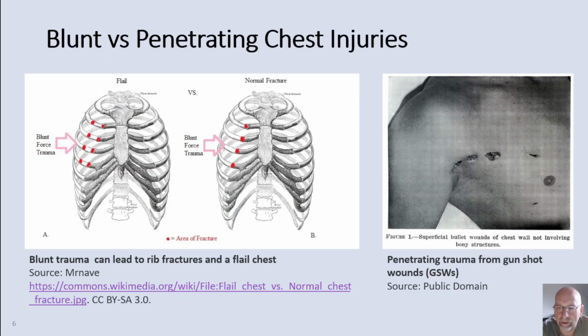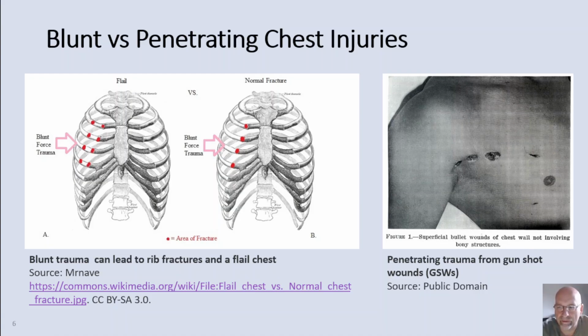Flail chest can interfere with the victim's breathing and may lead to respiratory failure if not properly treated. Penetrating trauma is caused by an object puncturing the chest wall. This includes gunshot wounds, stab wounds, and impaled objects. Penetrating trauma is associated with higher mortality than blunt trauma.